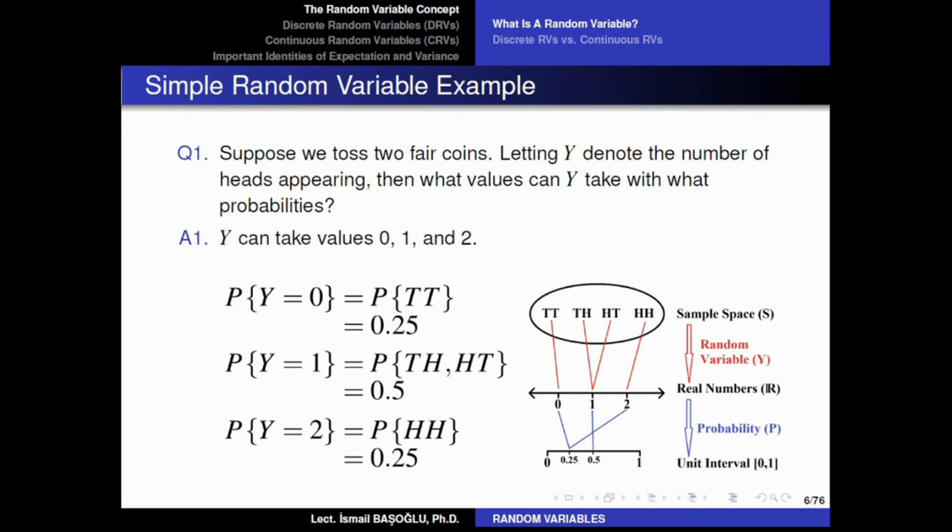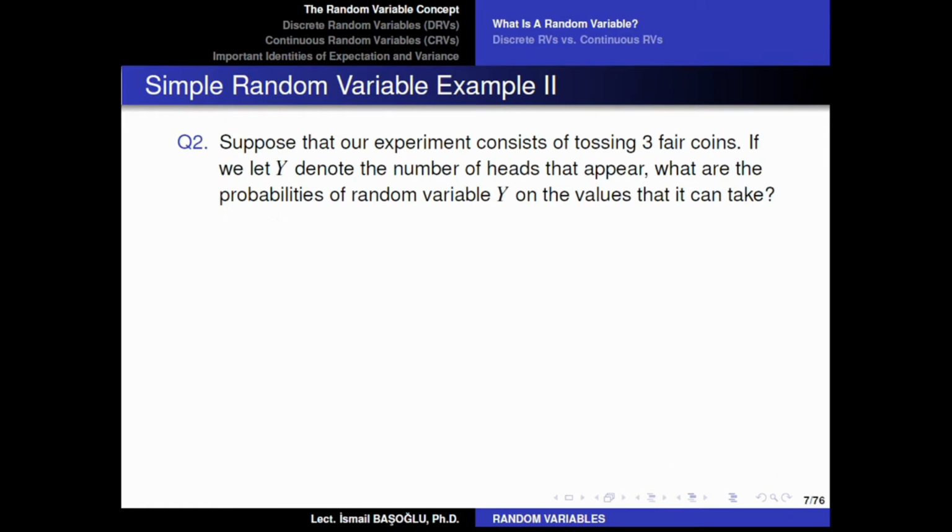Obviously, not every time we are going to draw pictures like this. Once we understand the random variable concept, we are going to solve the questions directly without even looking at the underlying sample space. But at these earlier points, we are just going to focus on the underlying sample spaces. Now moving to the next question.